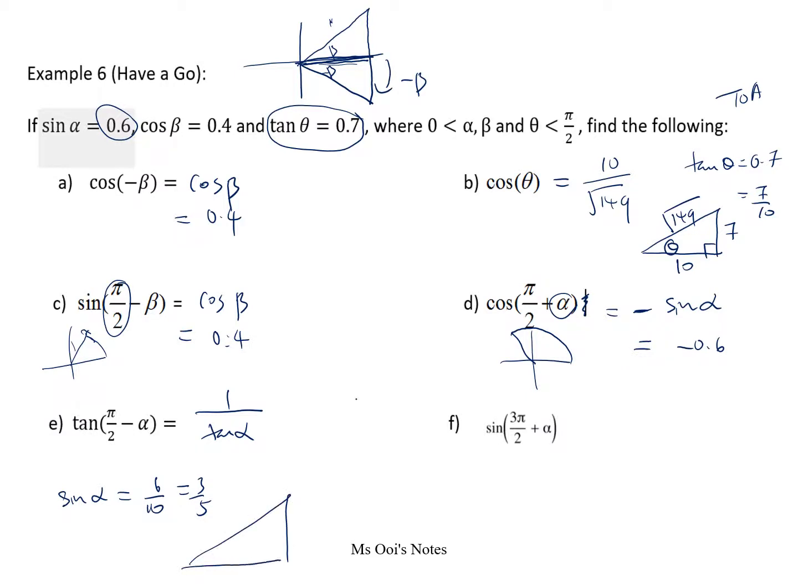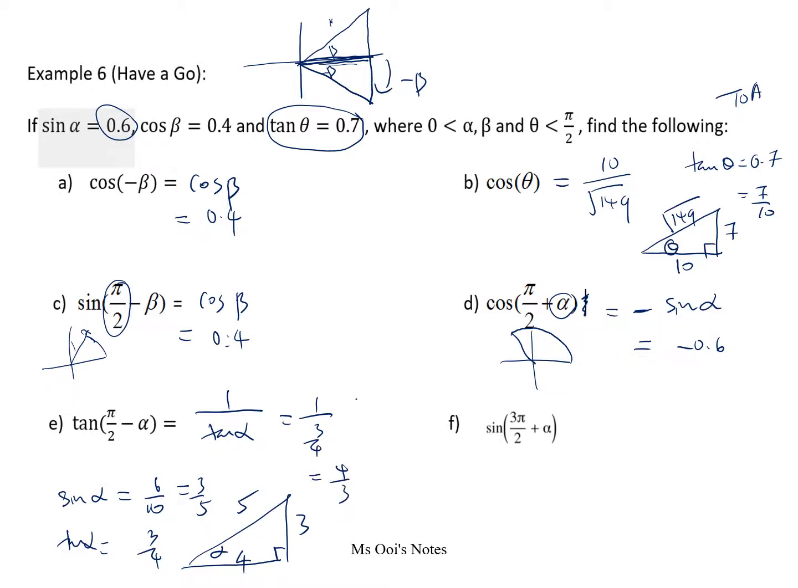Again, we can use this right angle triangle to help us, using the trig ratio. Sine alpha means opposite over hypotenuse. So we know that this has to be 4 here. So sine alpha is 3 over 5. And tangent alpha will be 3 over 4, which is opposite over adjacent. So 1 over 3 over 4 gives you 4 over 3.